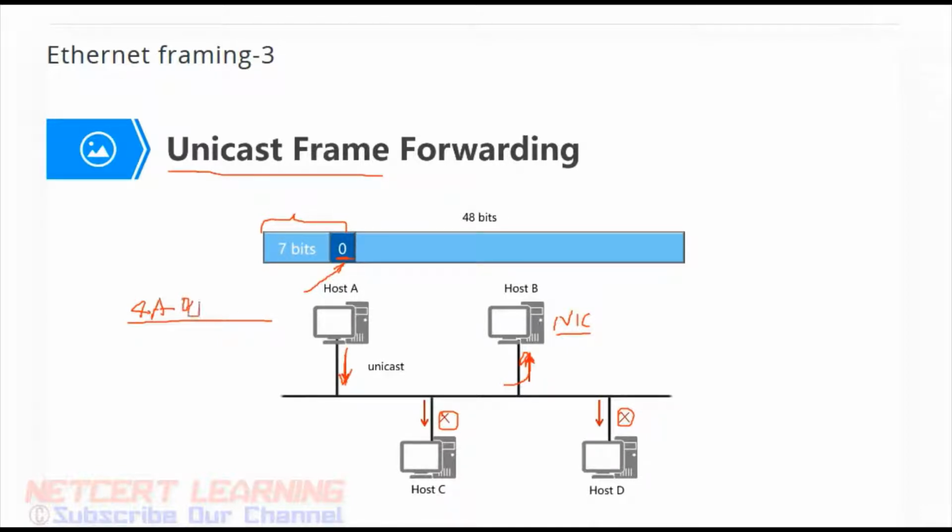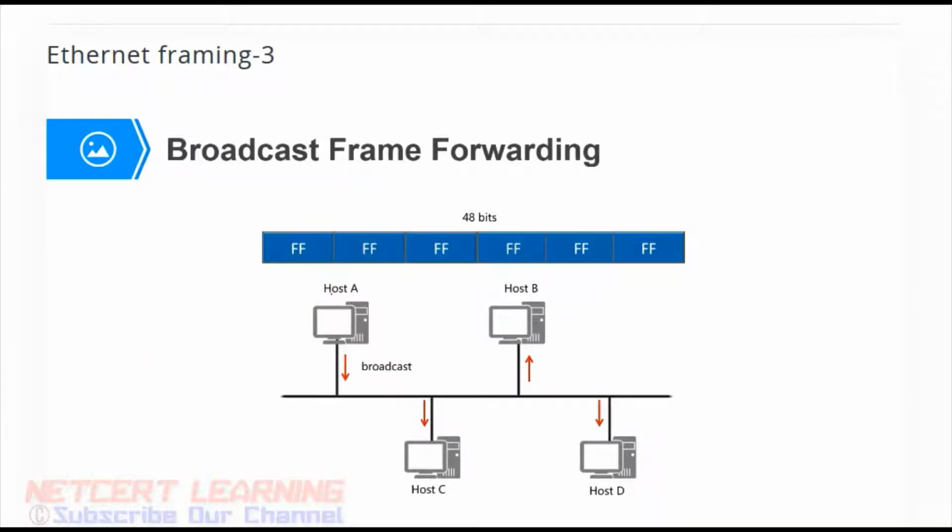This is the OUI, and there are also 3 other segments. This is the MAC address. In the first segment, this should be an even number. That means this bit is 0. This is a unicast frame.